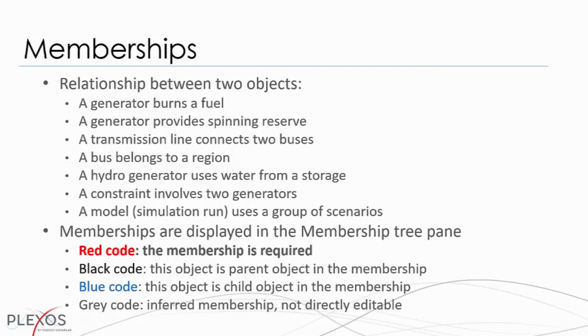Memberships are displayed in the membership tree pane and have a color code. It can be either red, black, blue, or gray. The red code indicates that the membership is required. The black code indicates that this object is a parent object in this membership. And the blue indicates that this object is a child in the same membership. And the gray code indicates an inferred membership, not directly editable.